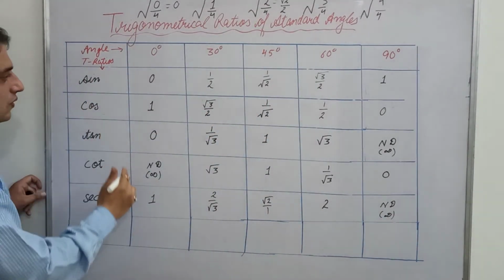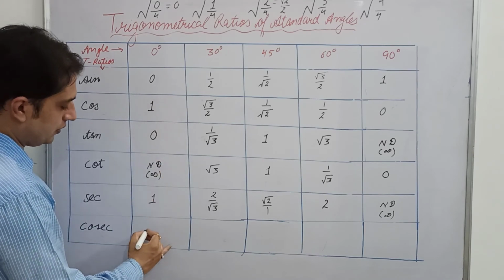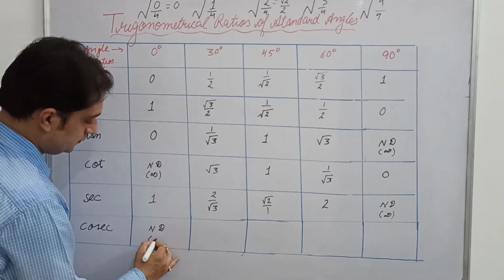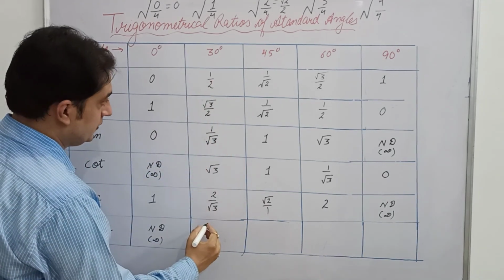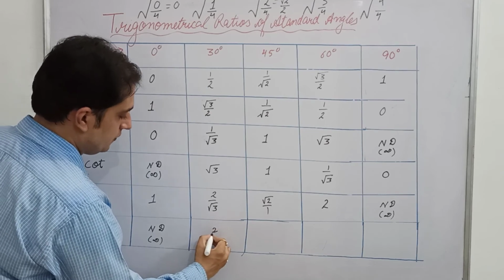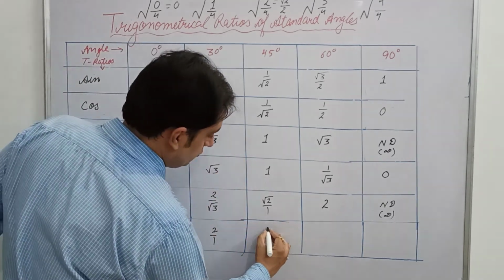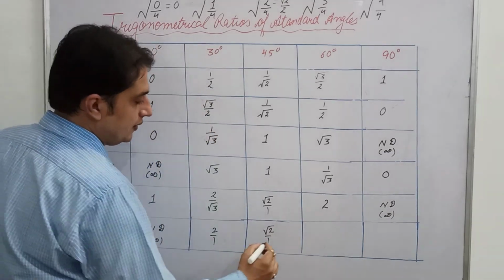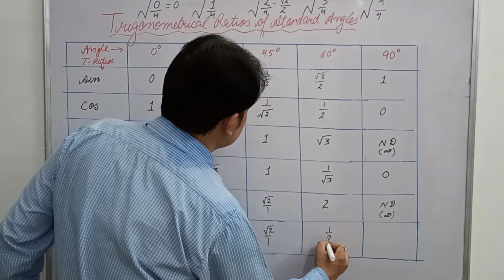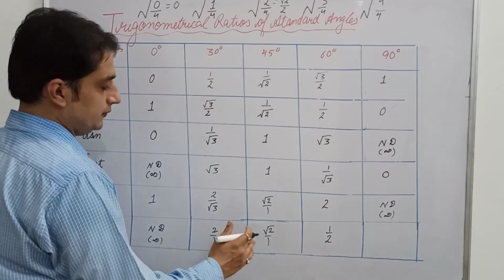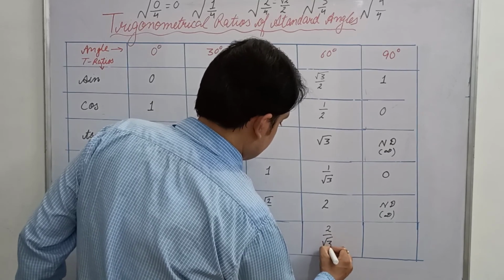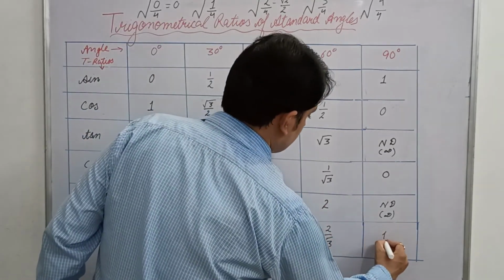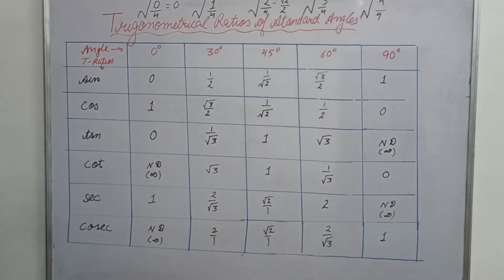And cosecant is the reciprocal of sine. So 1 by 0, again not defined, right? And the reciprocal of sine 30 degree is 2 by 1, again root 2 by 1, and this value becomes 1 by 2, 2 by root 3, and last is 1. So these are the values of t ratios.